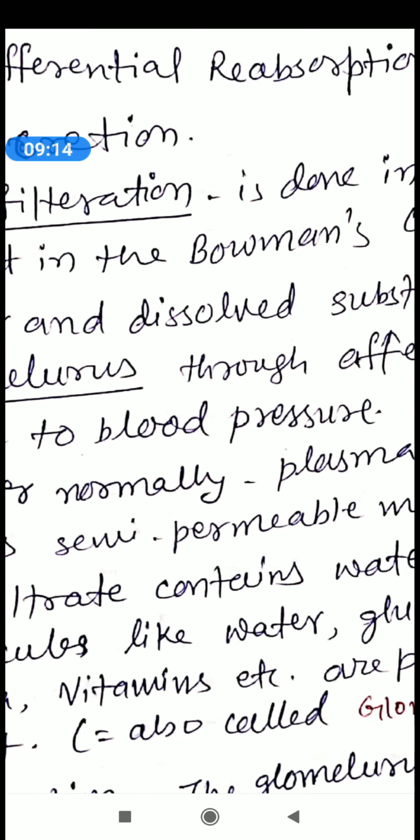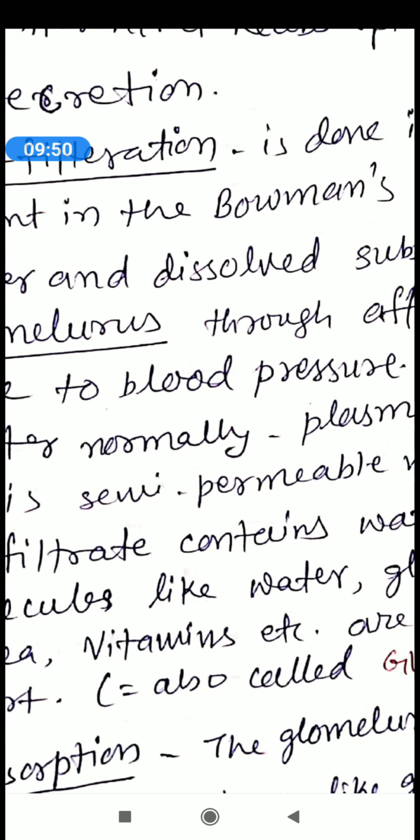Here, in the previous word written, glomerulus, it is wrong. You can correct the word: GLOMERULUS, glomerulus.